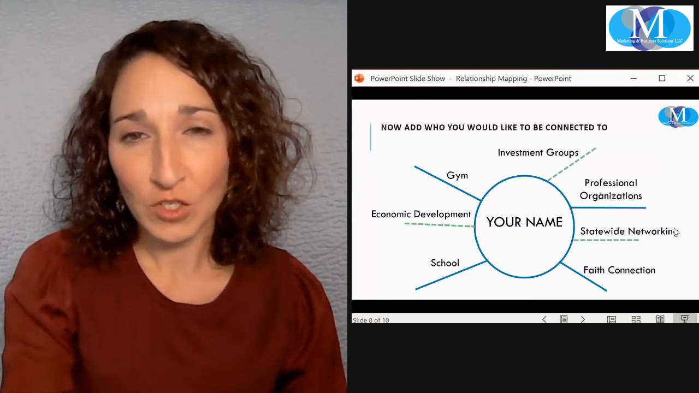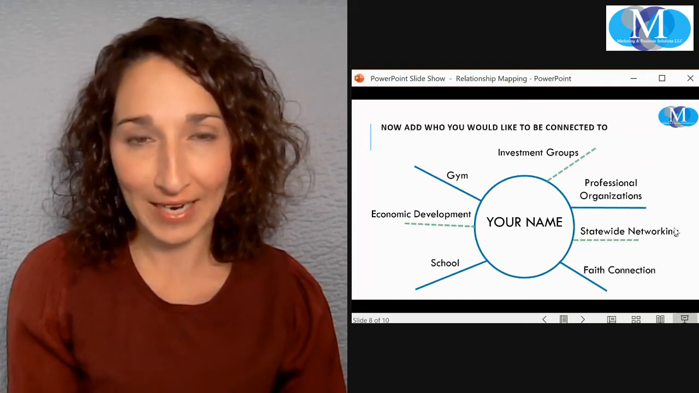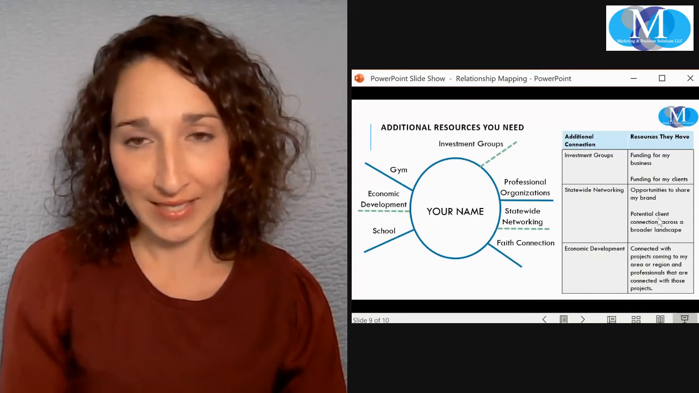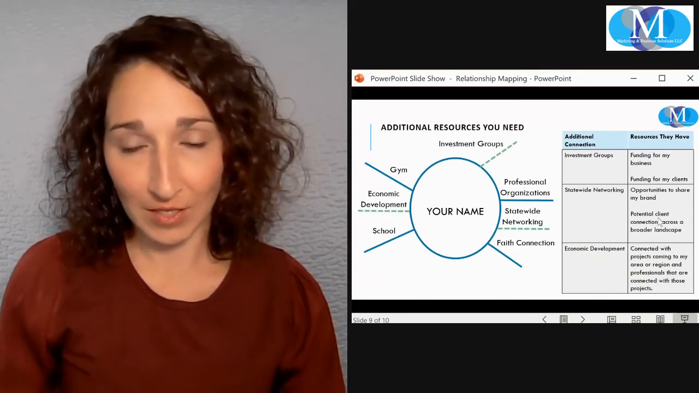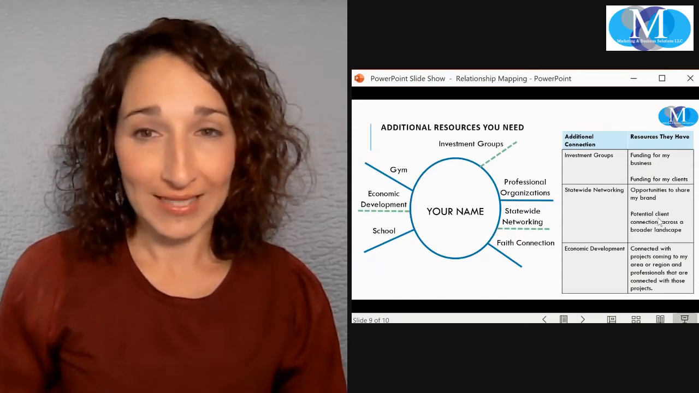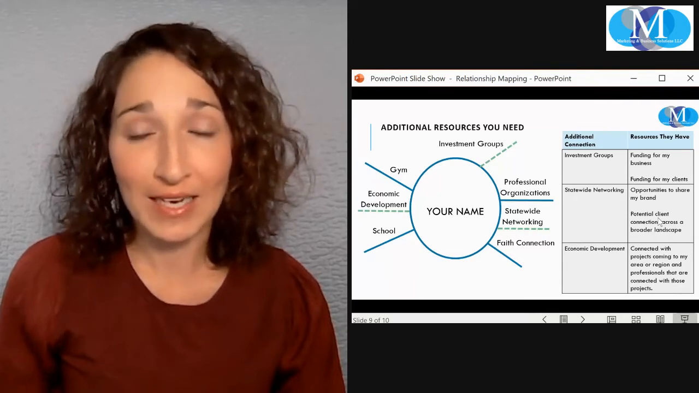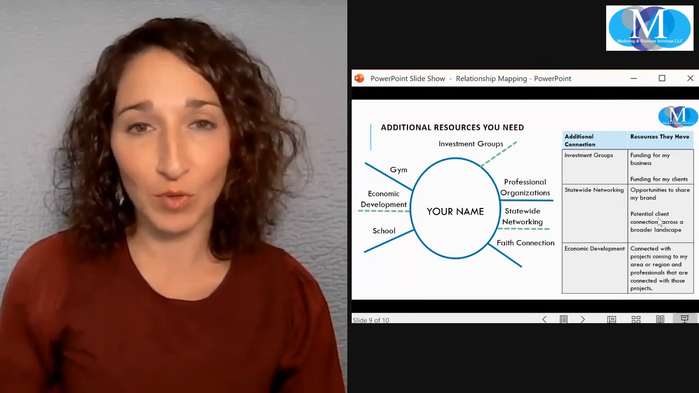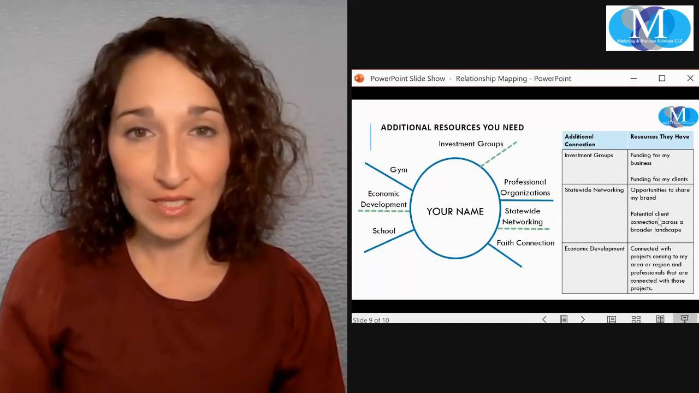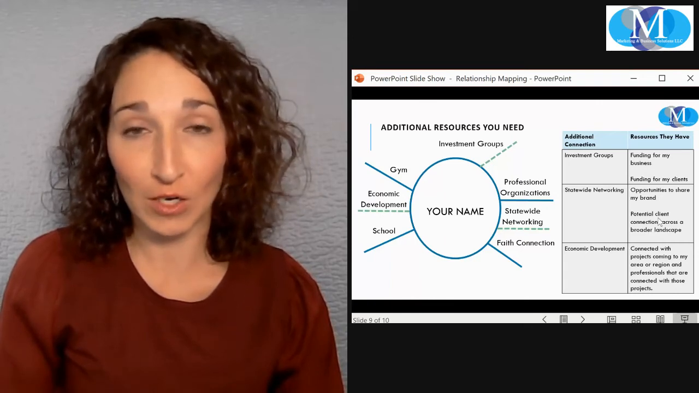So once you've identified who it is that you'd like to add to this network or be connected with, the next thing that you're going to do is go back to that table and add these additional connections that you'd like to make. And you're going to identify what resources they have. Why should they be connected with you? Maybe what is it that you can provide to them, or how does what they have fit into your business development process, your business model, or your organization's mission and growth.